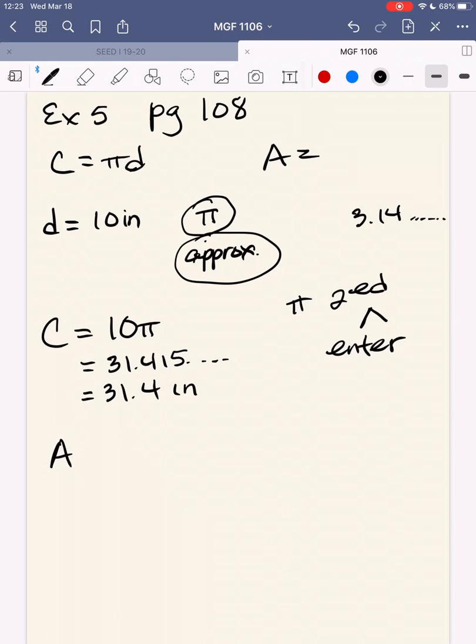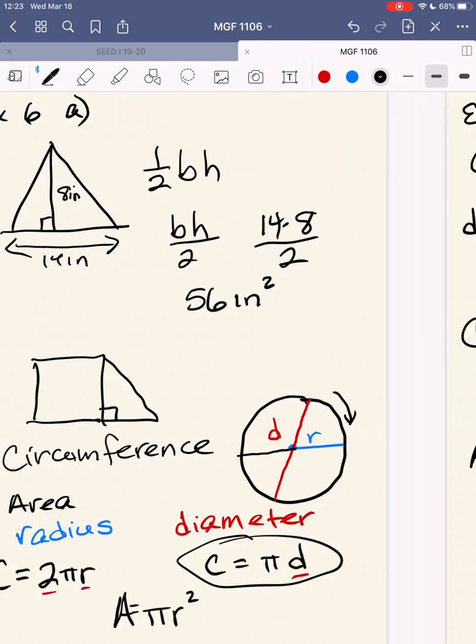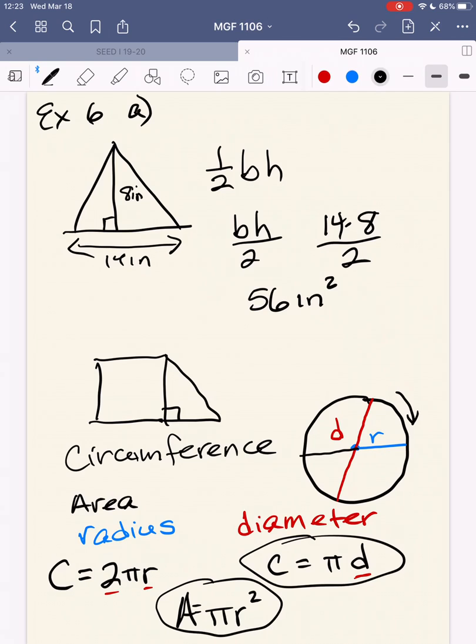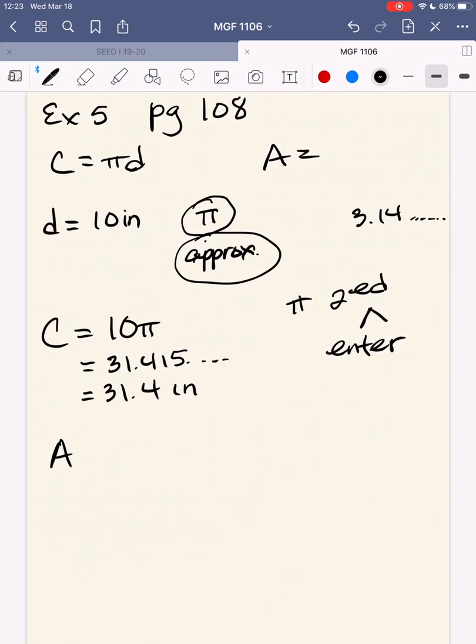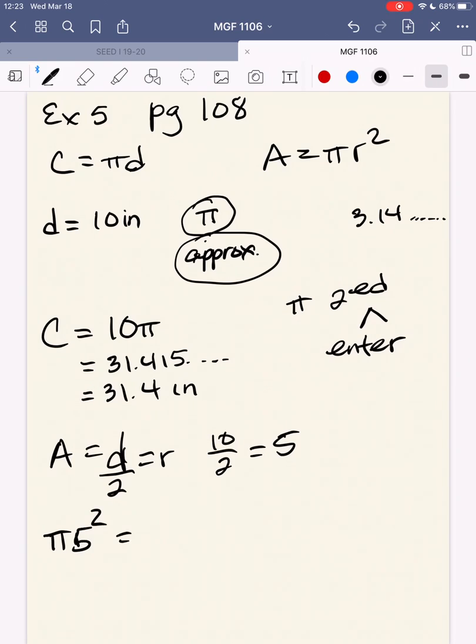Okay, now we need to go ahead and find the area. Remember, the area is pi r squared, where we have the diameter. So we have to take our diameter and divide it by 2 to get my radius. Okay, so 10 divided by 2 is 5, and I'm going to use my radius of 5. So I need to find the value with pi first, so I have pi 5 squared, which means I have 25 pi.